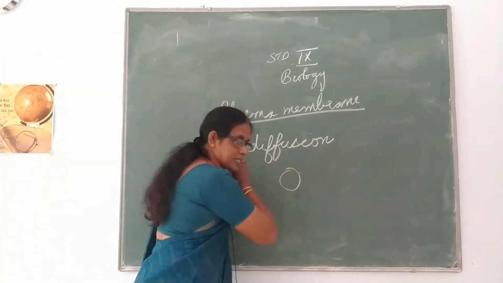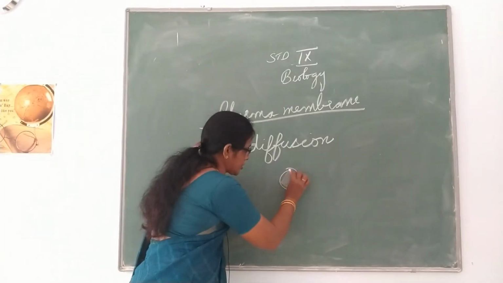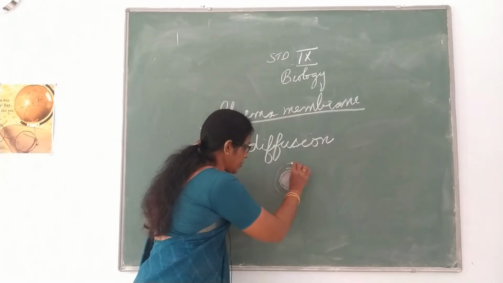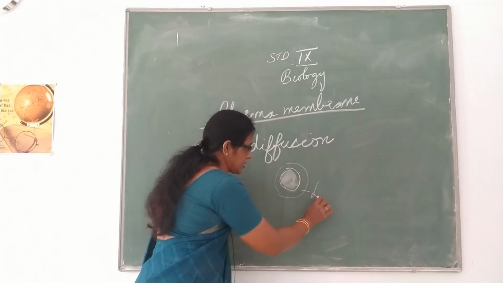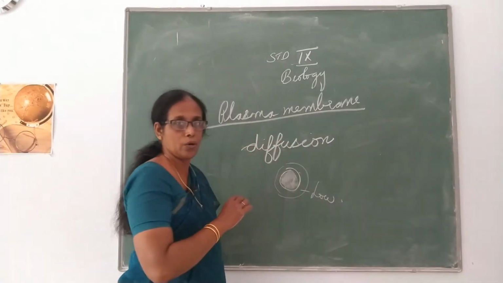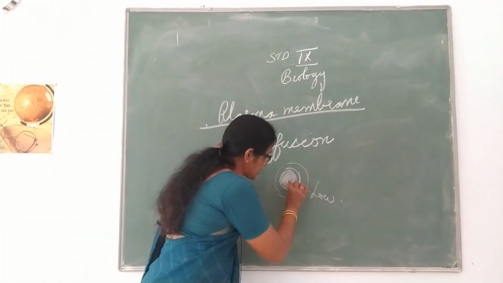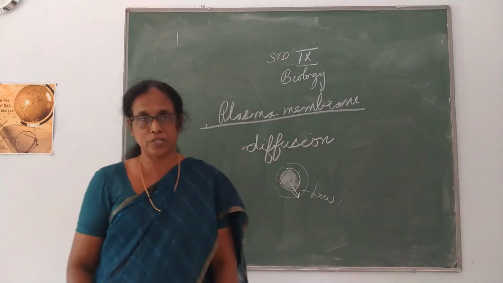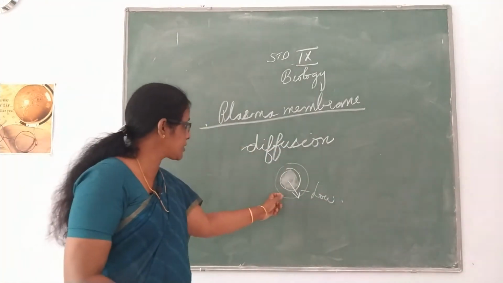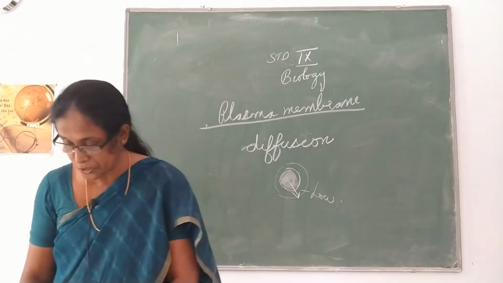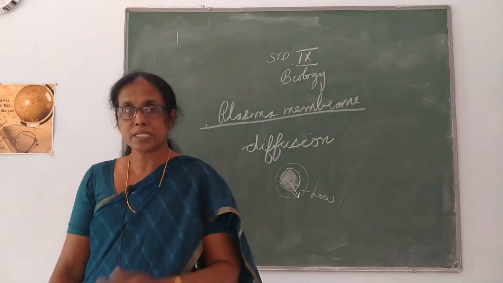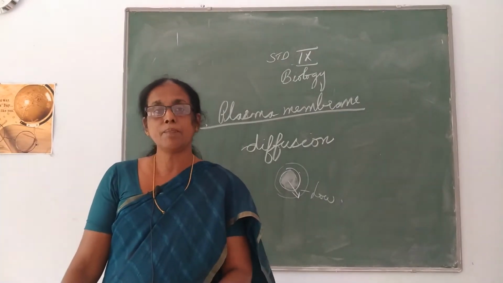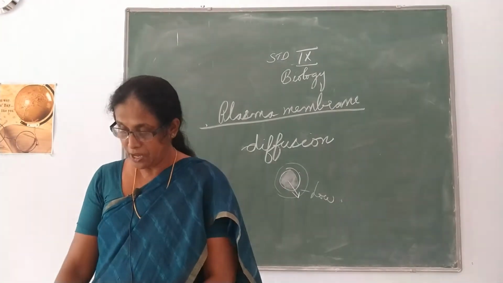See, if this is a cell, the concentration of the carbon dioxide is high here. In the surrounding environment, the concentration of carbon dioxide is low. So the carbon dioxide moves from the higher concentration to the lower concentration. That process is known as diffusion. I think you understood.